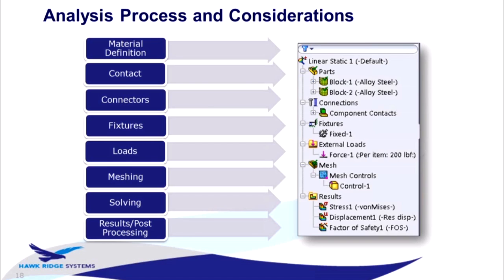Okay, so now let's work through this analysis process that we talk about. This is really what we do inside the software as we're developing an analysis model. And the good thing about it is that the process you need to take fairly closely mirrors the tree that is structured in the analysis environment. So you pretty much start at the top and work your way to the bottom. So we're going to look at materials and model definitions. We're going to look at contact, connectors, fixtures, loads. We're going to mesh, solve it, and look at the results. The general process.